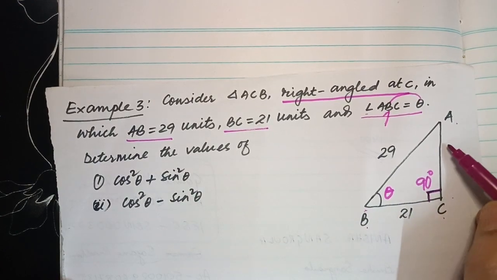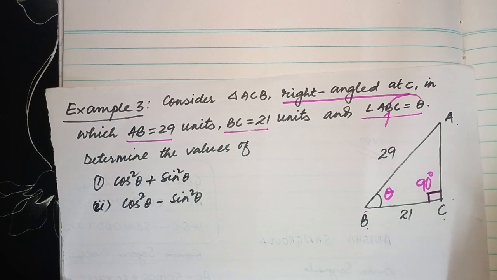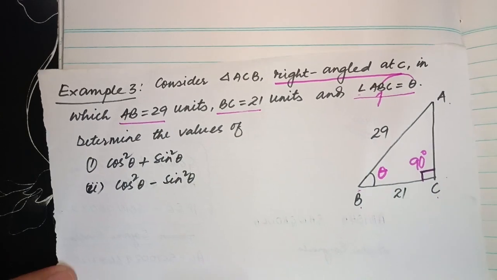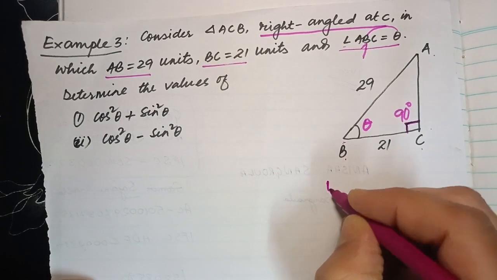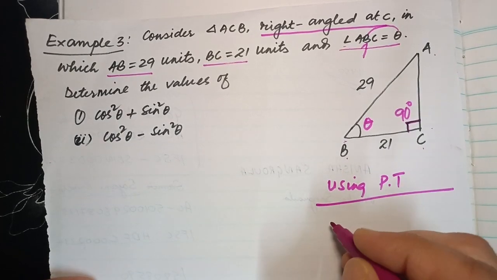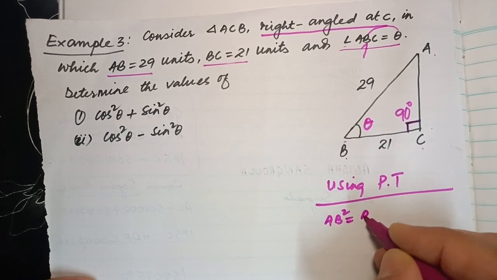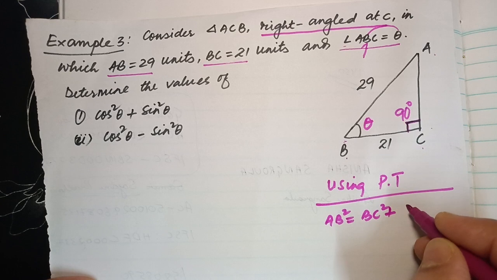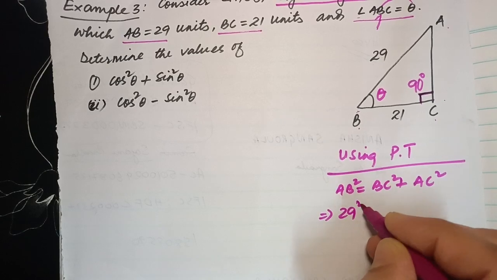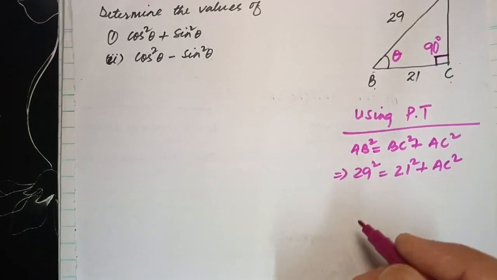Now we are left with this side. We need to find it out. First you have to find this side, then you have to proceed with the question. As soon as they give you the two sides, just go with the Pythagoras theorem and try to find it. Let us find it using the Pythagoras theorem, PT in short form. As I told you, AB square equals BC square plus AC square. Here AB is 29, BC is 21, plus AC, which we don't know, we are finding it.